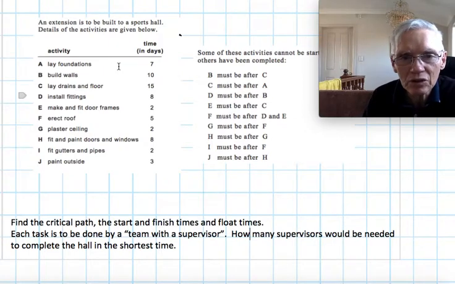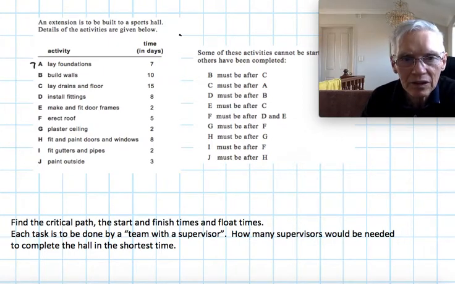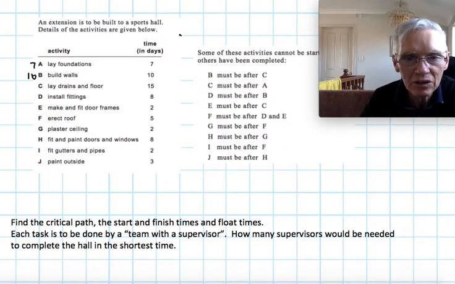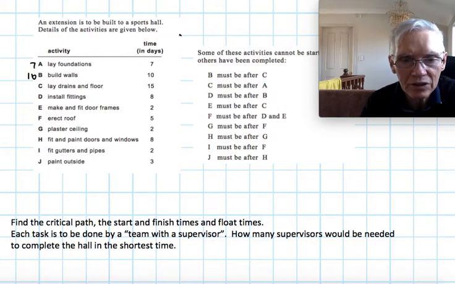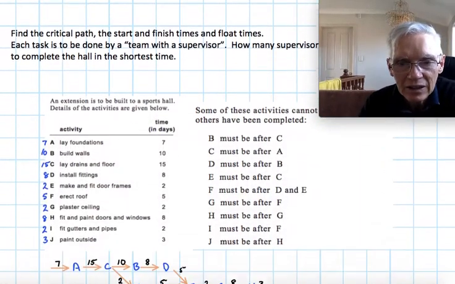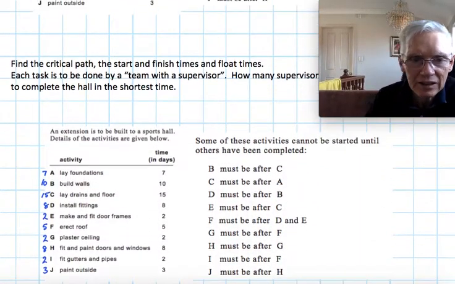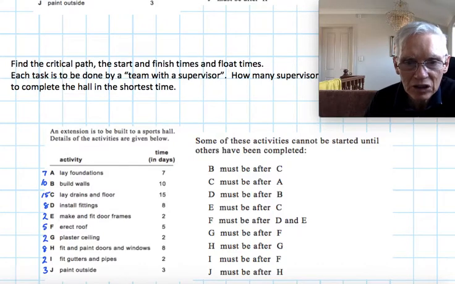So we're looking for the critical path. Remember to put these numbers in front there, 7, 10, etc. So transfer these numbers so they go in front of those letters. Well, I've done it down here. So I've got the letters, the numbers in front of each letter, and B must be after C. C must be after A.